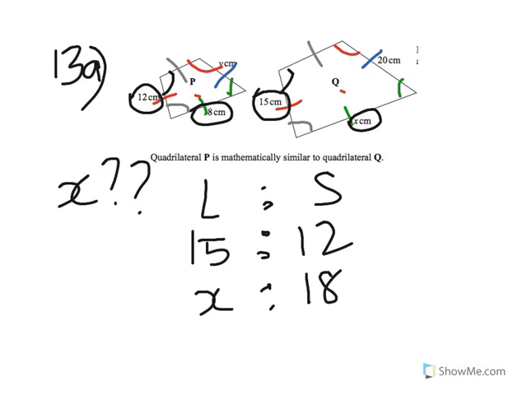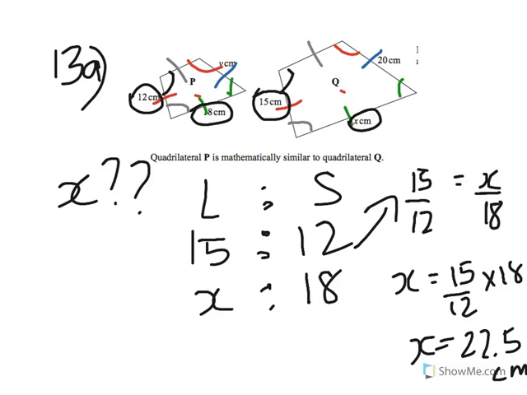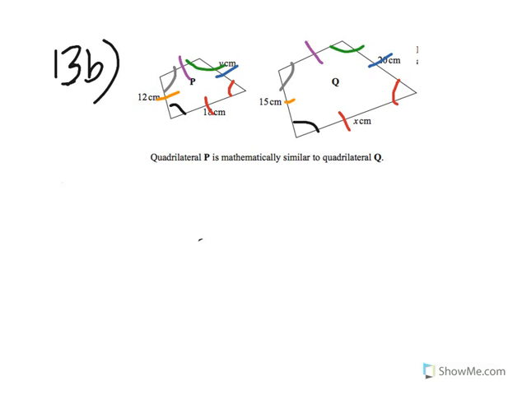So now all we got to do is put this in an algebraic form, and it's going to become 15 over 12 is equal to x over 18. So x, multiply both sides by 18, is equal to 15 over 12 times 18. And so x is equal to 22.5 centimeters.